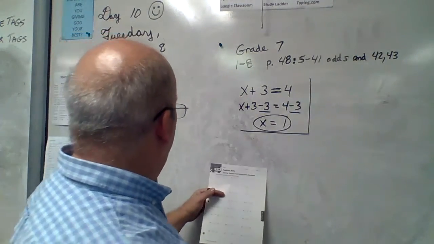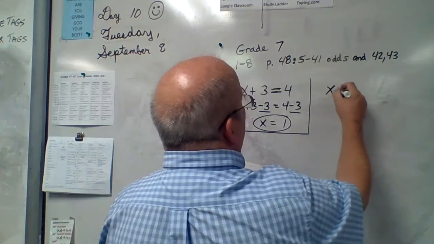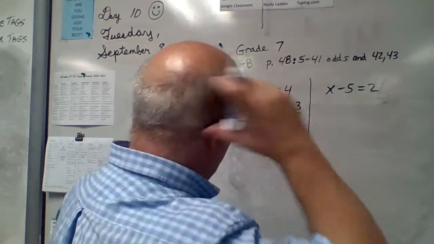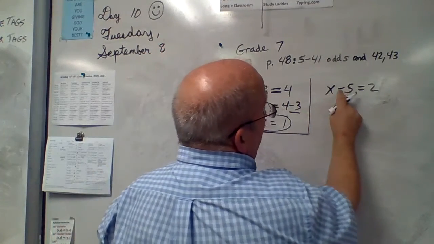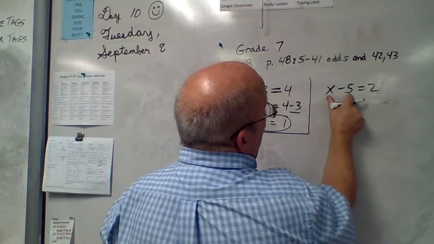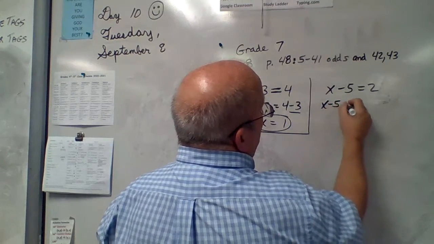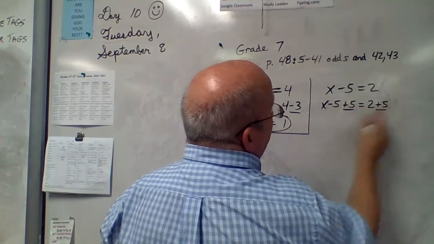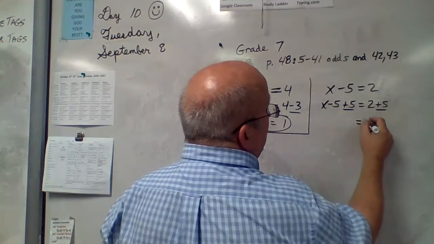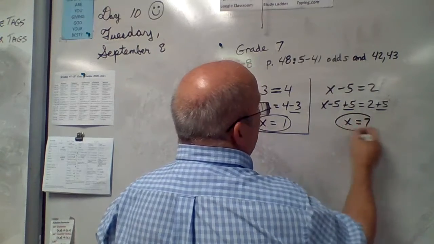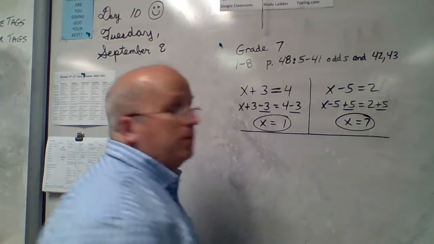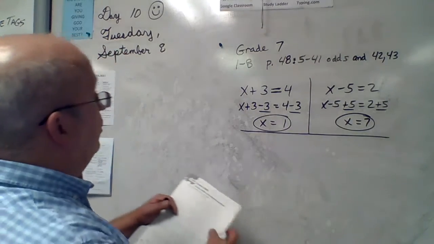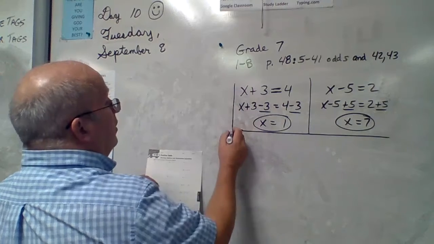Okay, let's try it with a different one. What if it's x minus 5 equals 2? Again, x is attached to this 5 by subtraction. What's the opposite of subtracting 5? The opposite of subtracting 5 is adding 5, and so I do that to both sides. And when I do it to both sides, x ends up being 7. Okay, do you remember this from last year? Hopefully you do.